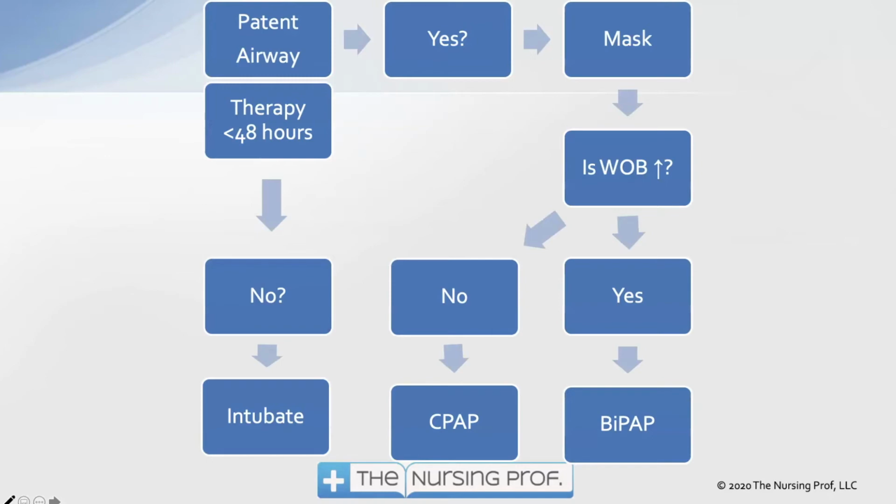So how do we decide what we're going to use for our patient? Well, this is a little guide here to run through and think about how we're going to be using our assisted ventilation. So is the therapy going to be less than 48 hours? Yes. Okay. Well, maybe we can use a mask. Is the work of breathing increased? If it is, then we go to BiPAP. If it's not, we go to CPAP. If the therapy is going to be greater than 48 hours, we probably need to intubate and use mechanical ventilation.